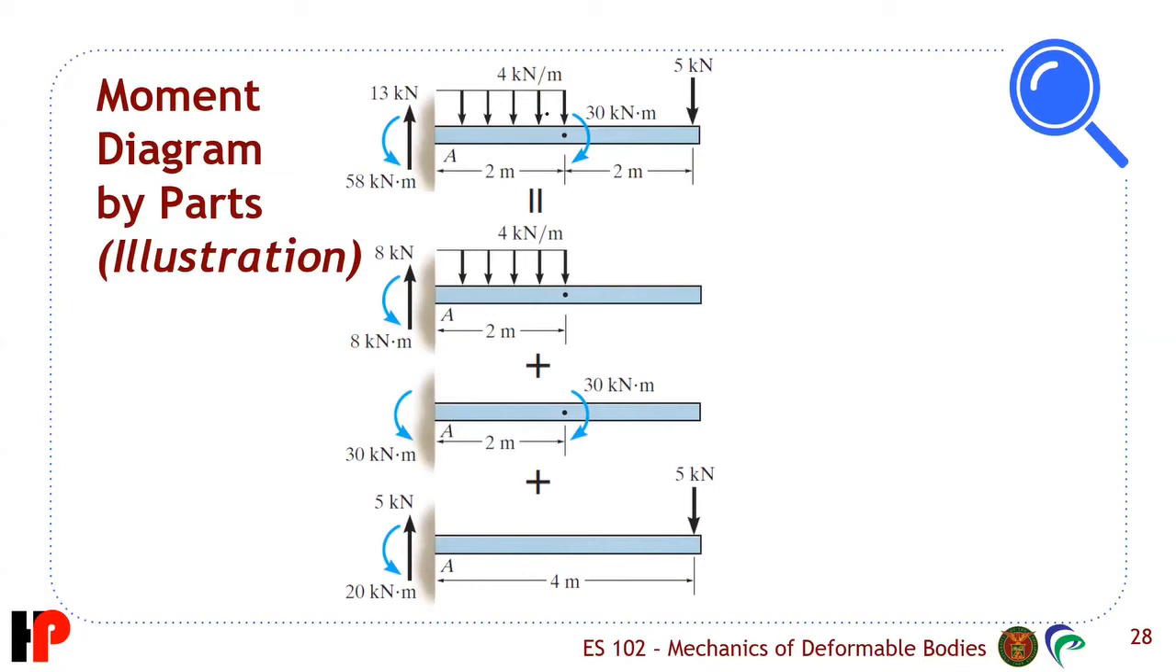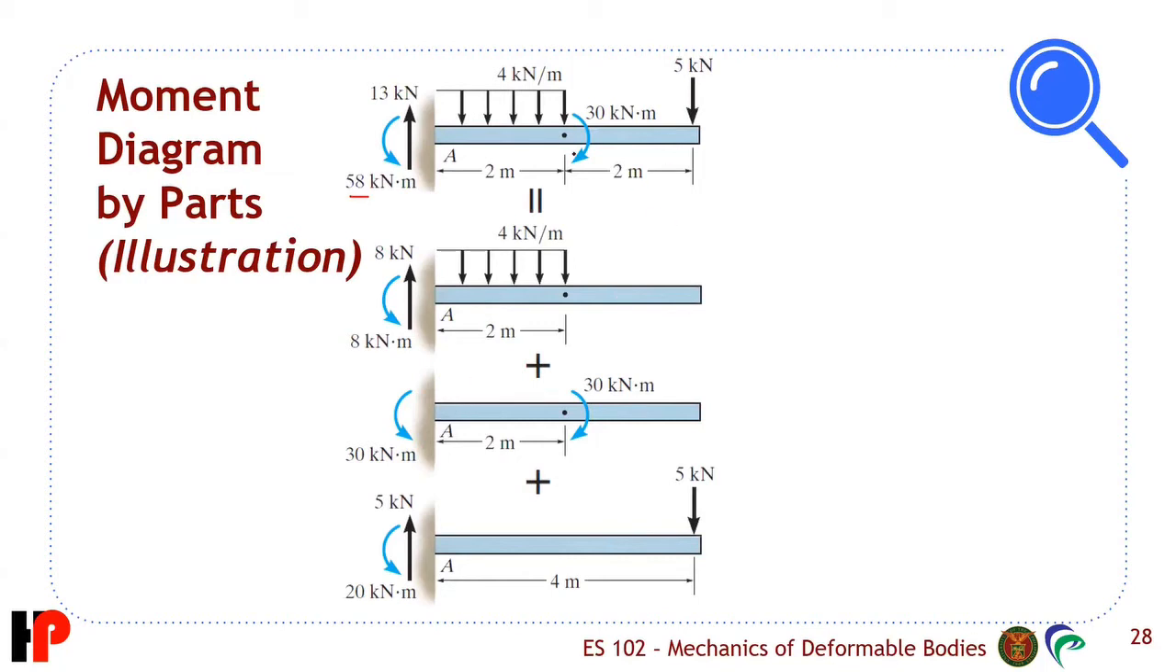For example, for this distributed load, the support reaction here is 4 times 2, so 8 kilonewtons of force, and the moment is 8 kilonewton meters, because 4 times 2 times 1 is still 8. This moment is 30, so that is also 30. But the force is 5, so the reaction force is also 5. The moment is 5 times 4, so 20. So if you add up, for example, the forces at the support, 5 plus 8 is still 13. The moment is 8 plus 30 plus 20, which is still 58. So we just go back to the original. The sum of those goes back to the original.